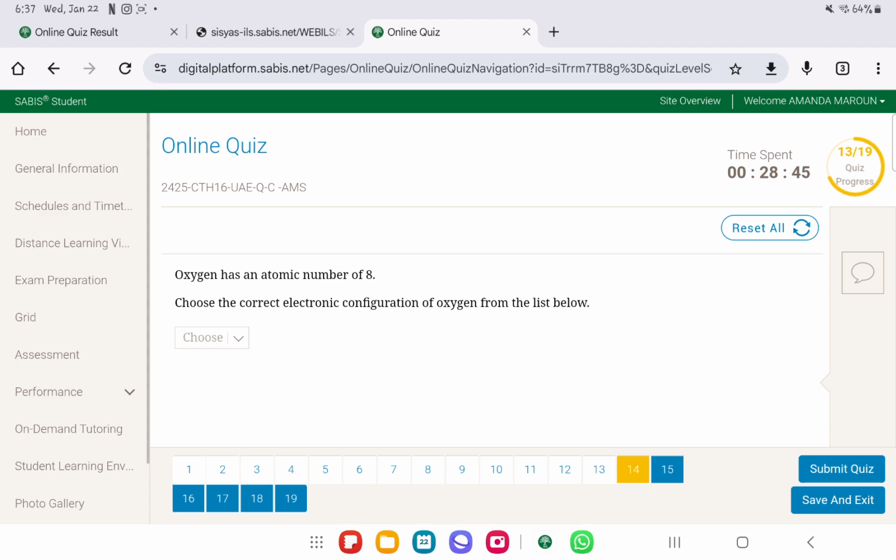Moving on to question number 14. Oxygen has an atomic number of 8. They need the correct electronic configuration. It is 2, 6. So remember, maximum 2, maximum 8, maximum 8, and maximum 2. So it has an atomic number of 8, so it's gonna be 2. Then 8 minus 2, we are left with 6. We put it over here.